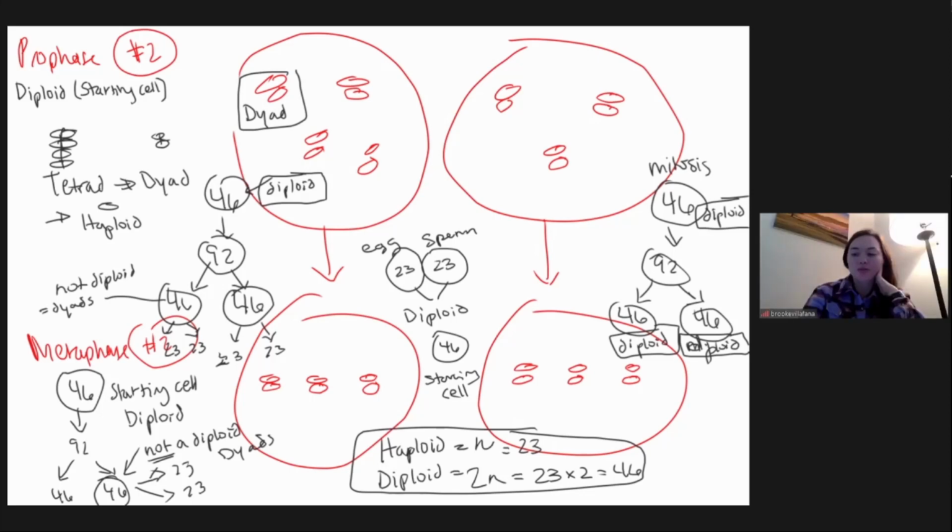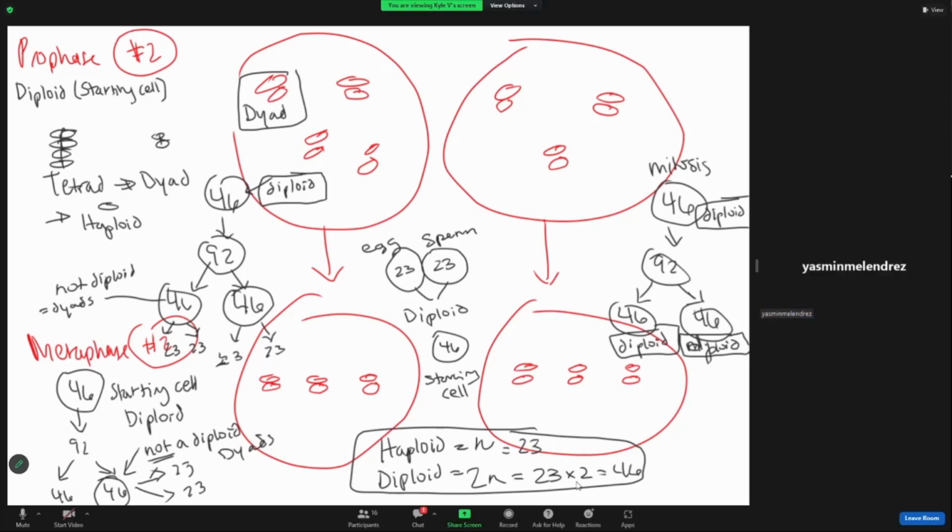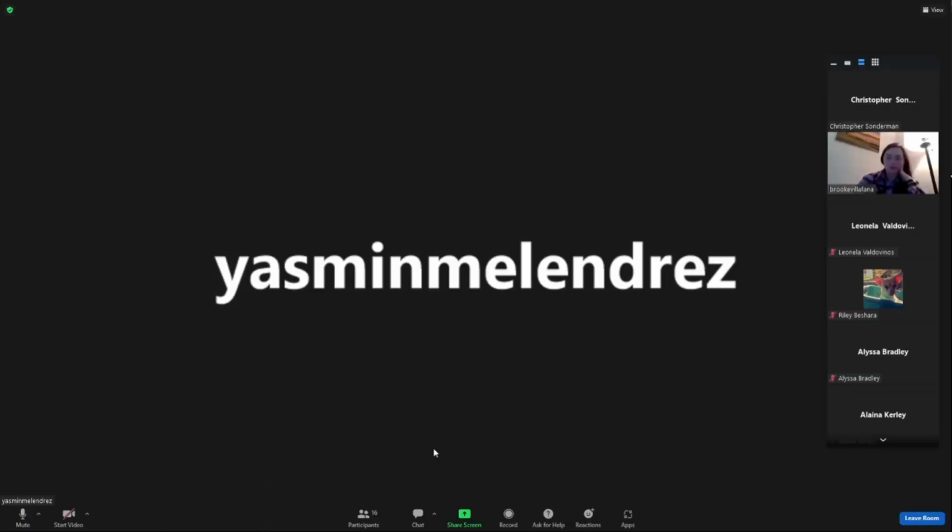Other questions? I have a question. Can you go over the prototypical cell? I have it labeled, but I just want to make sure I have it correct. I was having trouble with that one.